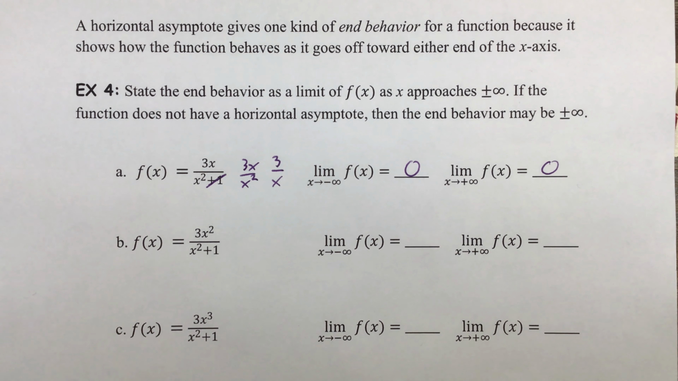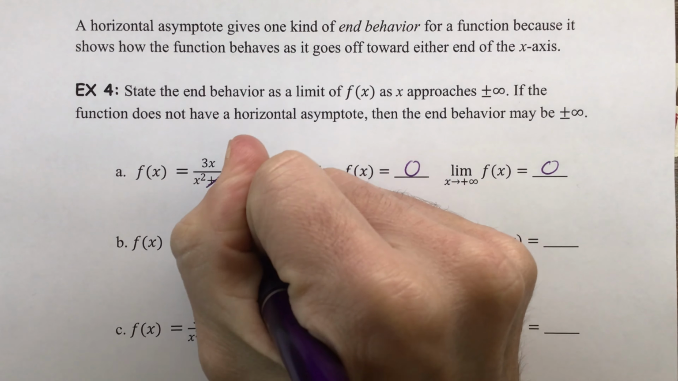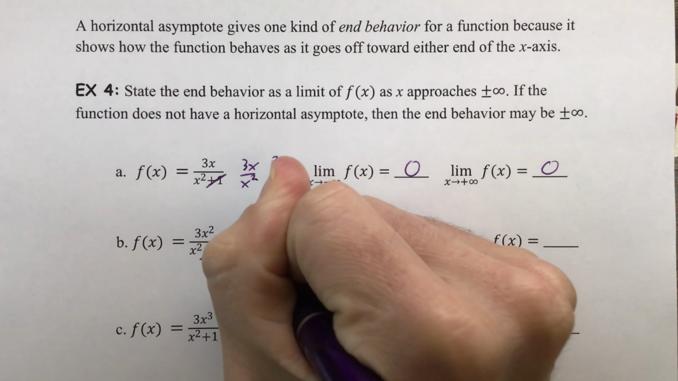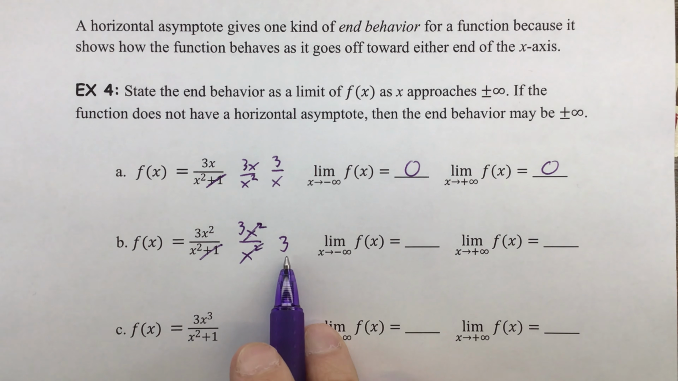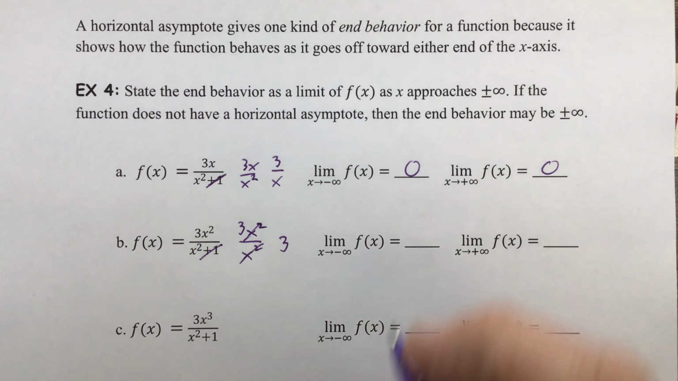Okay, for b, we can take out the plus 1. For the top, we've got the 3x squared. For the bottom, you've got x squared. And in this case, the degree of the top and the bottom are the same. So when it reduces, all the x's cancel, and you get 3. We actually create a horizontal asymptote at 3. So whether we go out to the left or the right, I mean, there's no x in here at all anyway, whether you go out to the left or the right, it's going to settle off at 3.